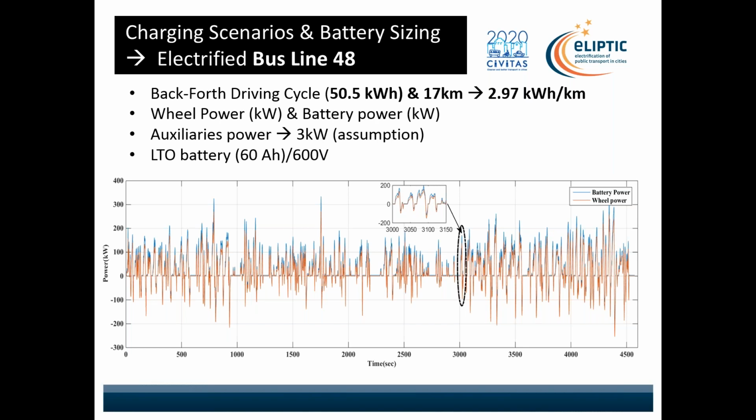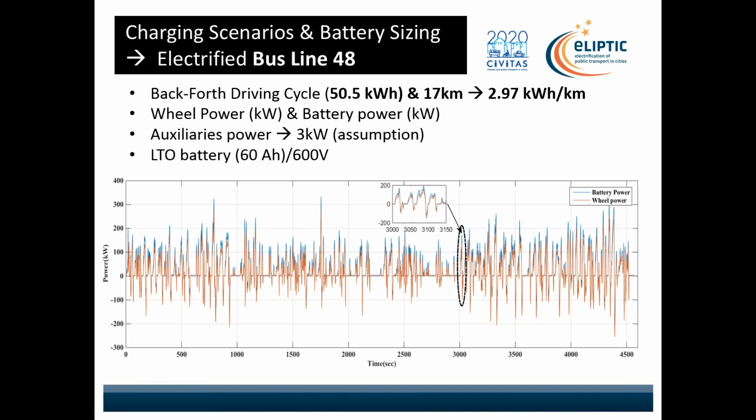And again, this is for line 86. Now we move to line 48, an articulated bus of 18 meters, and we need to see how we are going to do the sizing of the battery with charging or an opportunity charger. As you can see here, based on the measurements that we got from the bus operator, we come out with 50.5 kilowatt hour required for a traveling distance of 70 kilometers.